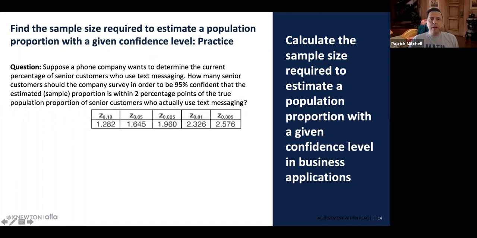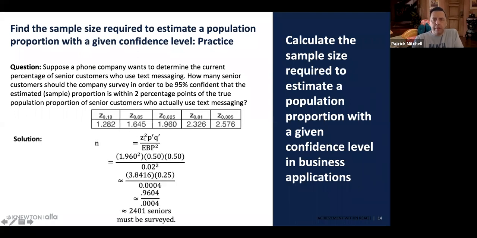Suppose a phone company wants to determine the current percentage of senior customers who use text messaging. How many senior customers should the company survey in order to be 95% confident that the estimated proportion is within 2 percentage points of the true population proportion of senior customers who actually use text messaging?